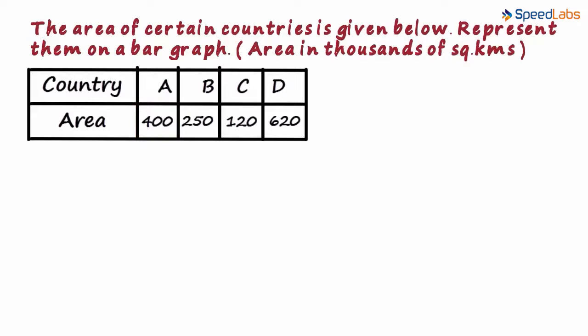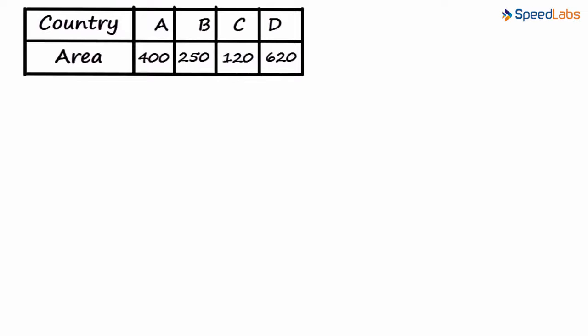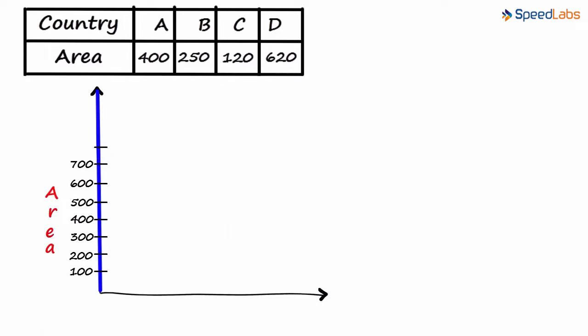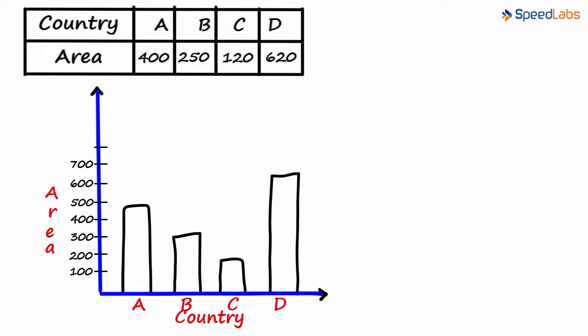How do we draw a bar graph for this data? First, let's draw a rough sketch to understand how it might look like. We would have 2 perpendicular lines like these. To know how tall the bars are, we can have the area on the vertical line. More the area, bigger the bar. And we can represent the countries on the horizontal line. Looking at the table, we can see that the country D has the maximum area, followed by A, B and C. The bars would probably look like this. D with the maximum area, followed by A and then B and C.